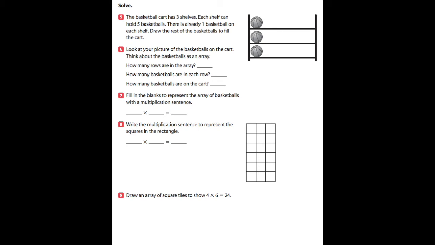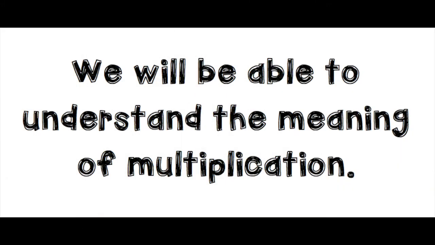You have 3 questions on number 6 to answer. And then number 7, they want you to do a multiplication sentence for the basketballs. Then number 8, they want you to do a multiplication sentence using the array of squares right there. And then on number 9, they want you to draw another array using the multiplication sentence that they provide you. Okay, so you have 9 questions in total on both of these pages to answer today, and that is your task on Google Classroom. Let's go over our We Will one last time.